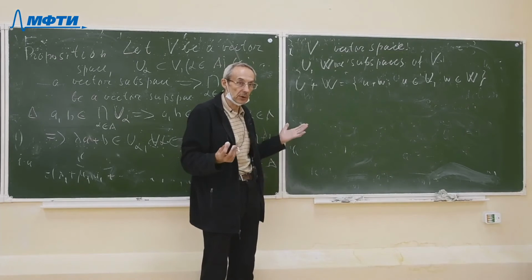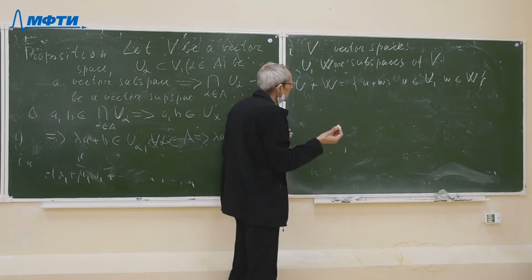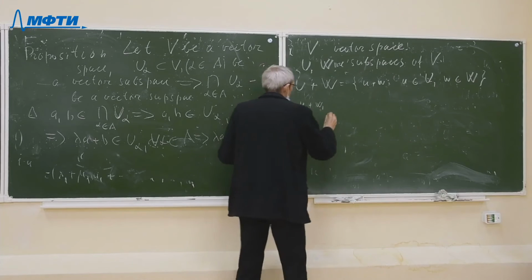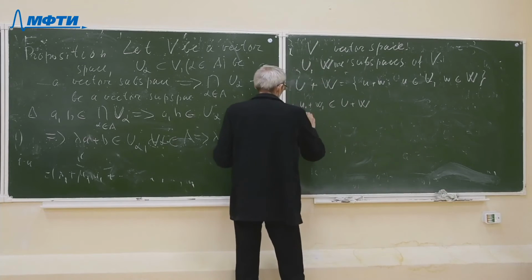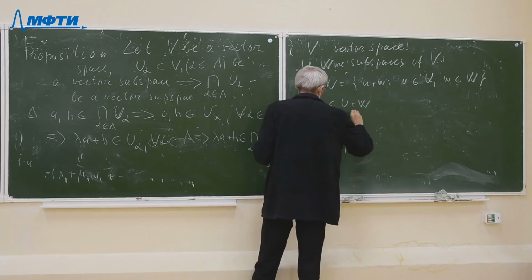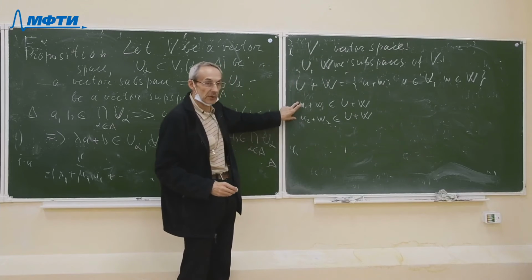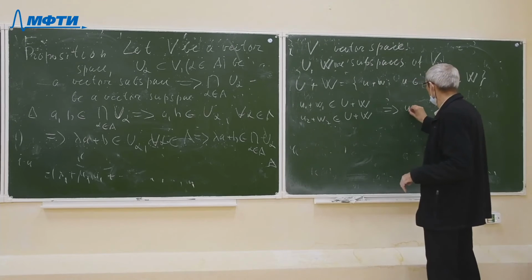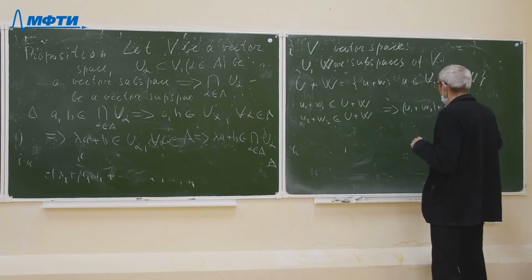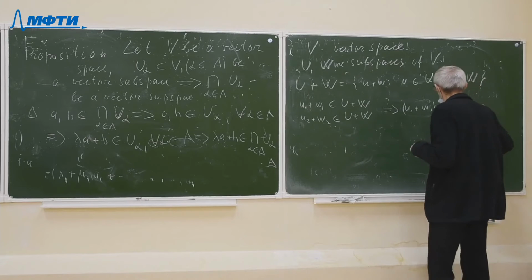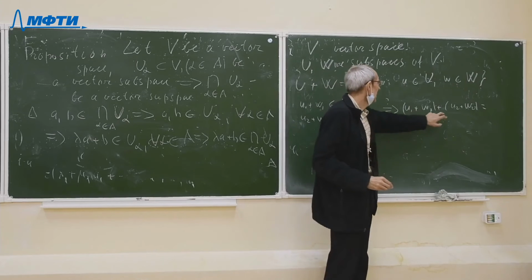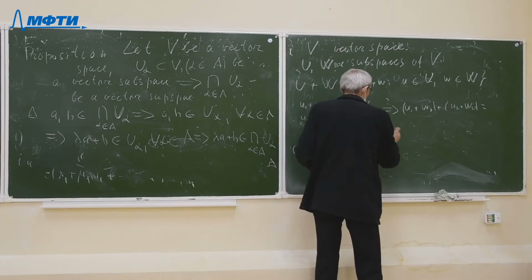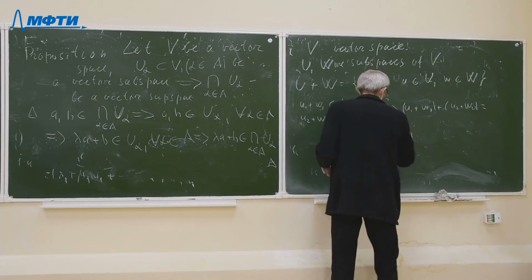How to check this fact? Easy to see. If you have two such sums, let u1 plus w1 be the first element, and u2 plus w2 be the other element of the sum. I must check that the sum of these elements is also an element of the set. Let's consider the sum of these elements. Easy to see that I can permute these elements, and using the axioms, I can rewrite this equality as the following equality.